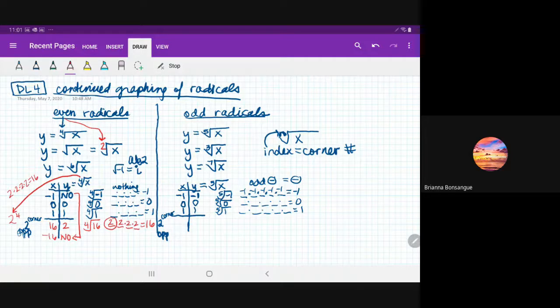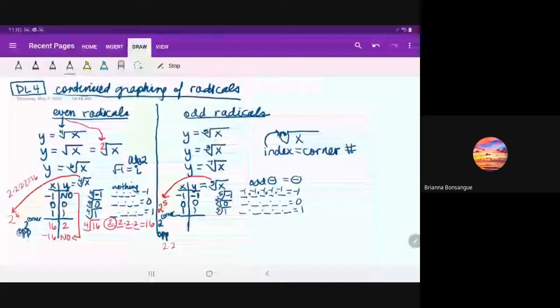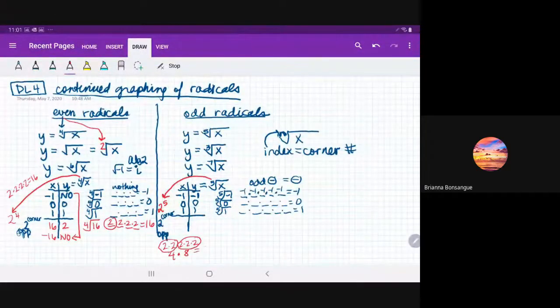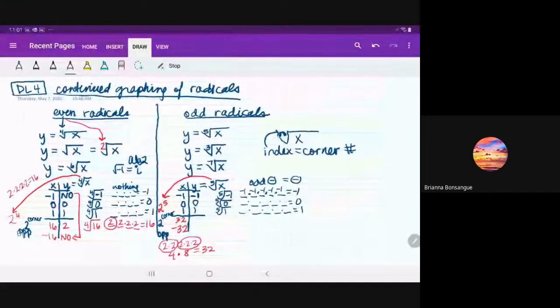Okay, now what happens? Let's look at the odd radicals. So that would be 2 to the corner number. So what corner number in this problem is it? 2 to the 5th. So let me figure out what 2 to the 5th is. 2 times 2 times 2 times 2 times 2. I don't like multiplying all the 2's like that. I kind of multiply them in groups. So I multiply 8 times 4, which is 32, like a reverse tree. Okay, so I pick 32 and then I pick negative 32.